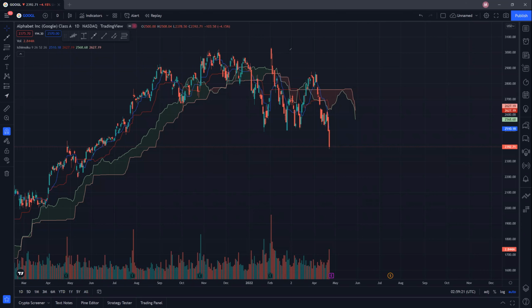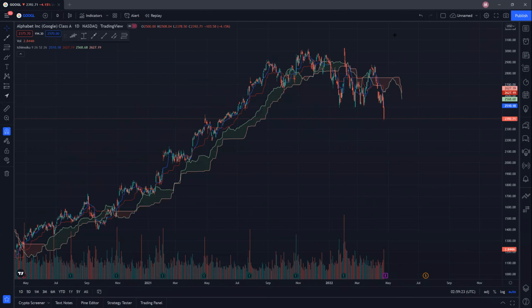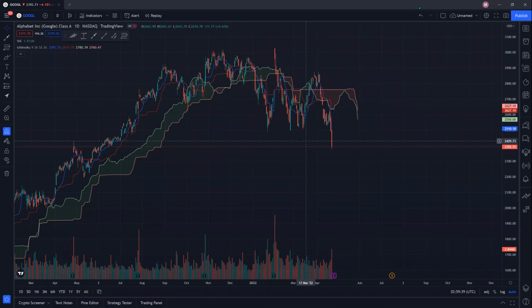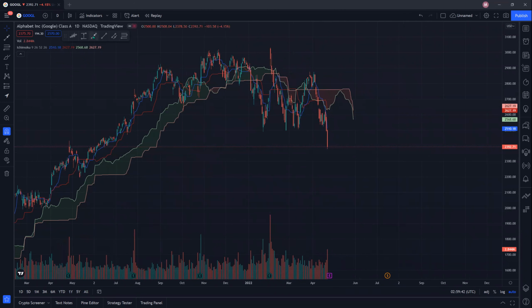So you can see Google had a very nice uptrend and it actually remained above the clouds for 1 or 2 years. But currently we are struggling to stay above this cloud level. So it's not a good sign. Earnings is coming up. I believe it's 26th of April, which is today or even tomorrow. And it's very soon. So let's take a look at the corrective wave patterns to get a better idea of our potential supports and resistance coming in.